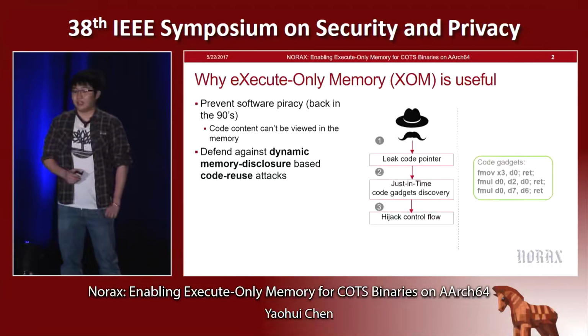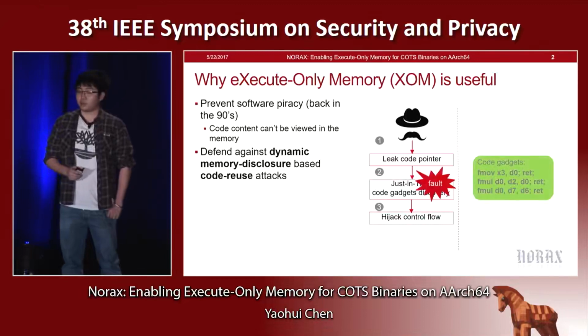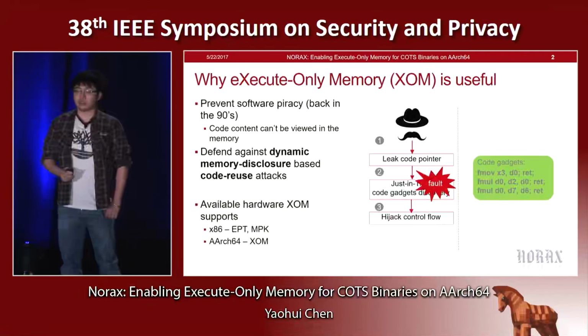In recent years, XOM has another calling, which is to help defend against dynamic memory disclosure-based code reuse attacks, in which the attacker first leaks a code pointer and then uses a memory disclosure primitive to dynamically harvest the code gadgets, so that without any a priori knowledge about the binary layout, the attacker can assemble the gadgets and then hijack the control flow. So naturally, if we use XOM to prevent the gadgets from being read, we can stop the attacker at step 2. And in recent years, hardware vendors have started to keep up.